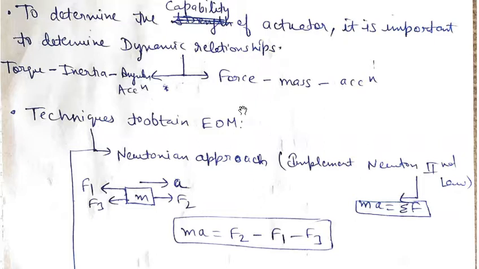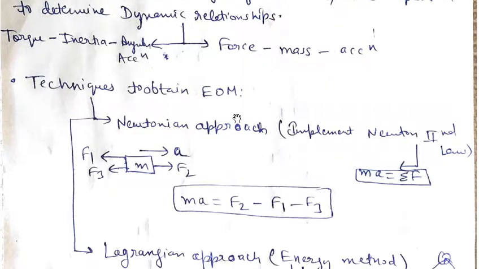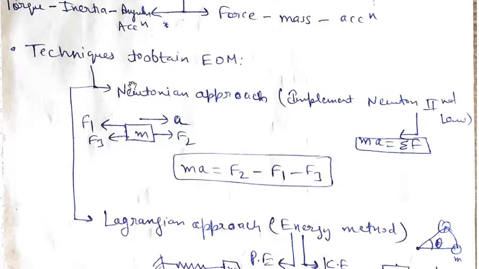For that we broadly classify into two main domains: the Newtonian approach and the Lagrangian approach. The Newtonian approach is nothing but a force approach, that is using Newton's second law of motion. We already know a mass is subjected to some type of forces, and if there is a net force acting on it, then the body will accelerate. Otherwise, if it is balanced, there will be no acceleration.